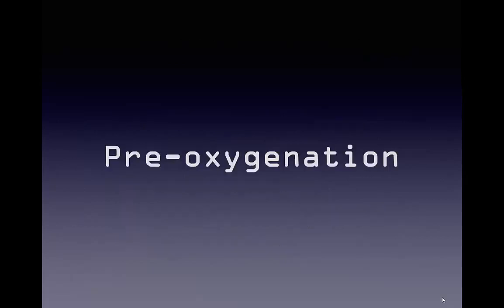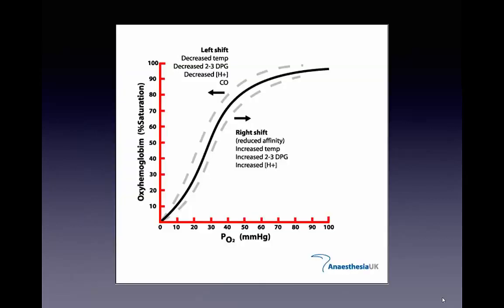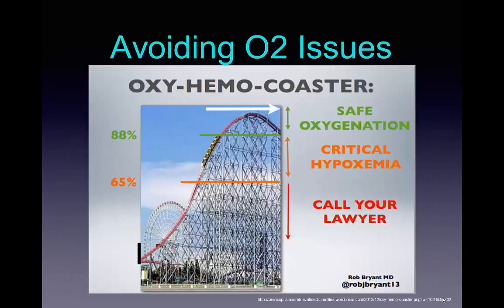Let's start with pre-oxygenation. This great diagram is the oxygen dissociation curve relating the oxygen saturation to the partial pressure of oxygen measured in the blood. What's important is that critical hypoxia starts to actually occur with SATs lower than 93%. This cartoon schematic outlines this. What is important is that under 88%, and certainly into the SATs of 60s, there is some element of critical hypoxia.